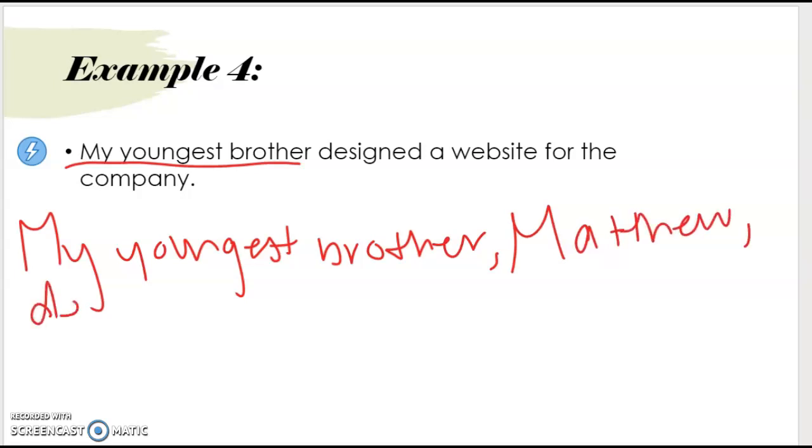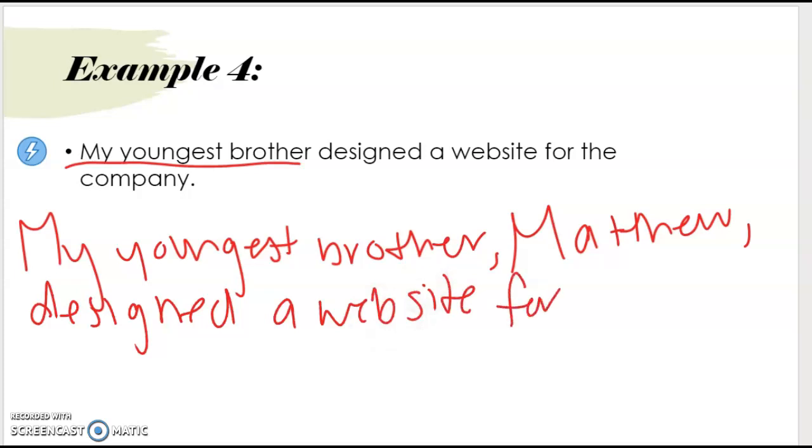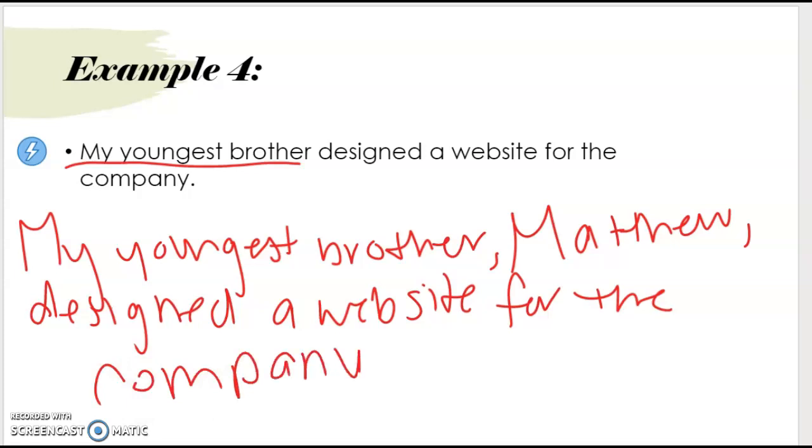Comma, designed a website for the company. And period at the end. If you go back through, my youngest brother Matthew, that is who we are talking about. That's my non-restrictive element. It is around commas and it is added to our sentence. Okay, so use this method to help you complete the non-restrictive element activity that you will have next.